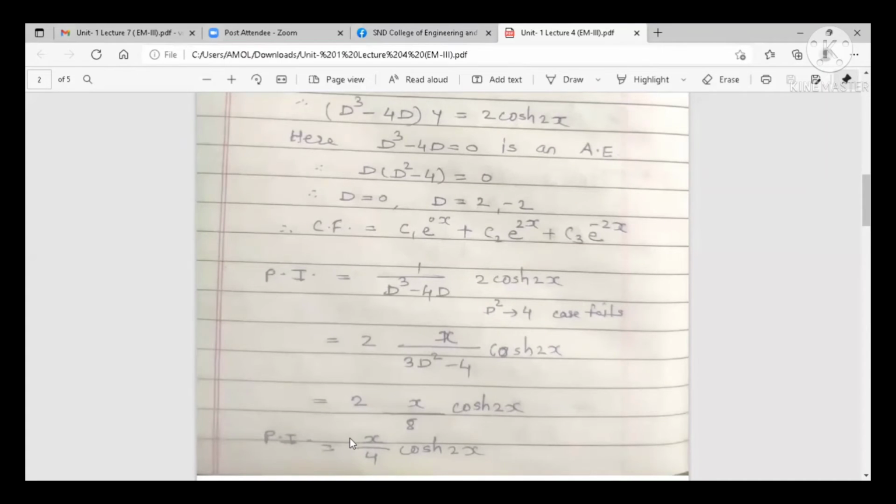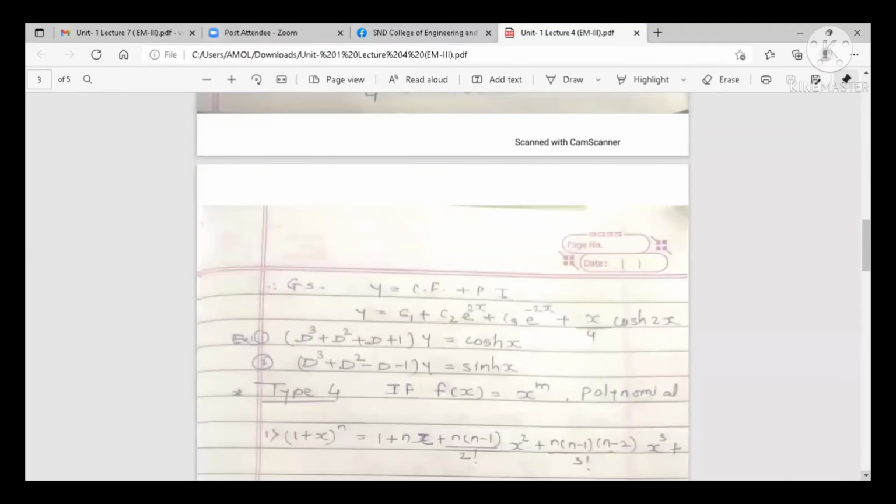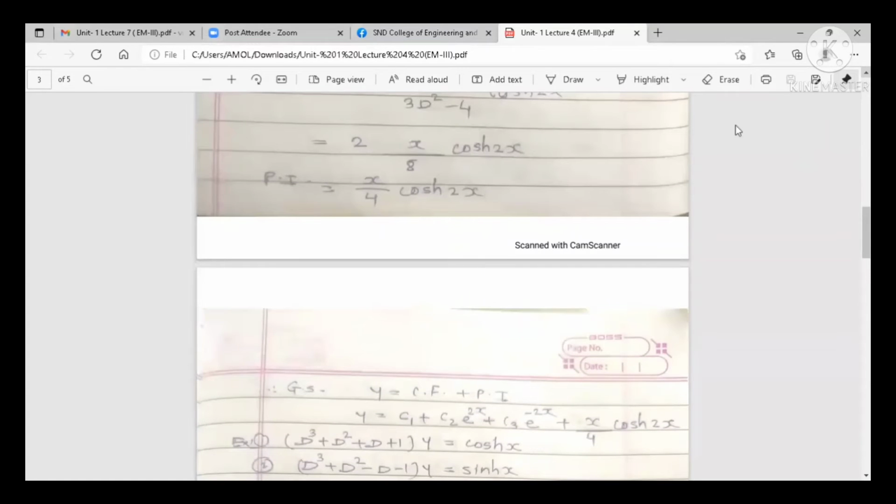And so your PI is here x upon 4 because 2 4s are 8. The simplification of 2 by 8 is 1 by 4. So PI is x by 4 into cos 2x. So this is an example of a hyperbolic function here. And this is the PI for the given hyperbolic cos function.